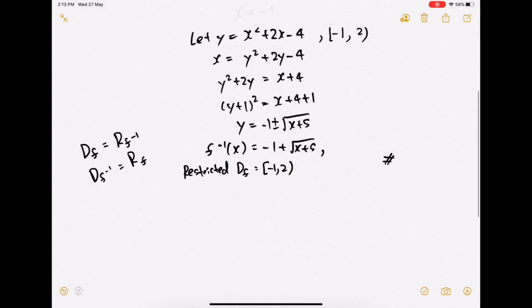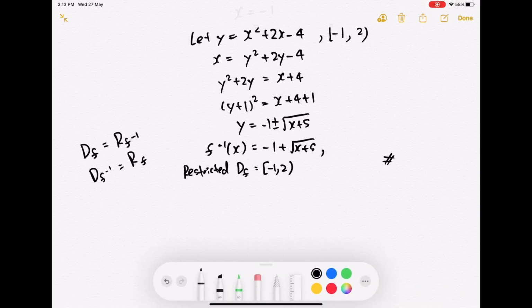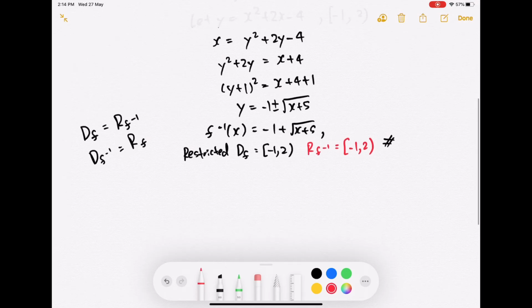So we have our restricted Df, and this means that this is also our range for the inverse. So we got these 2 points down here. Now, the next thing to do is to find the range of f. So I'm going to use this blue to represent.